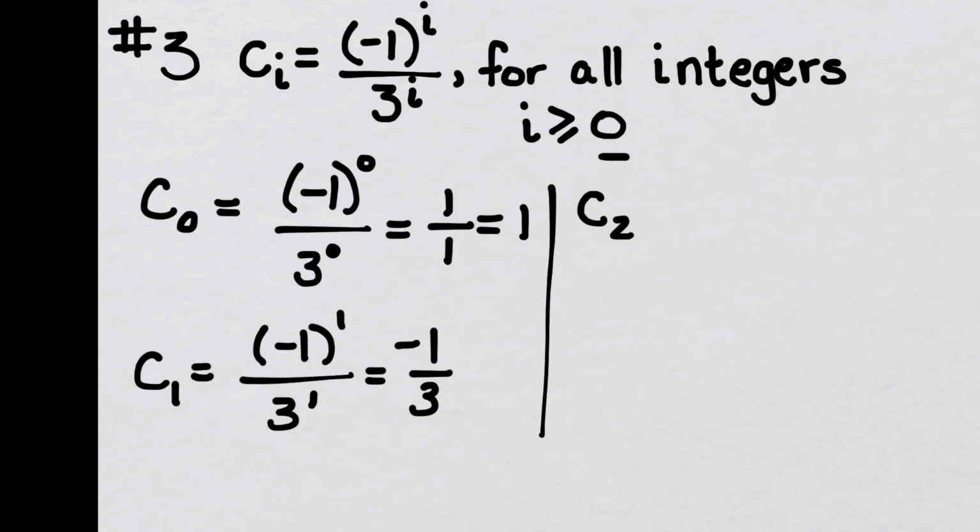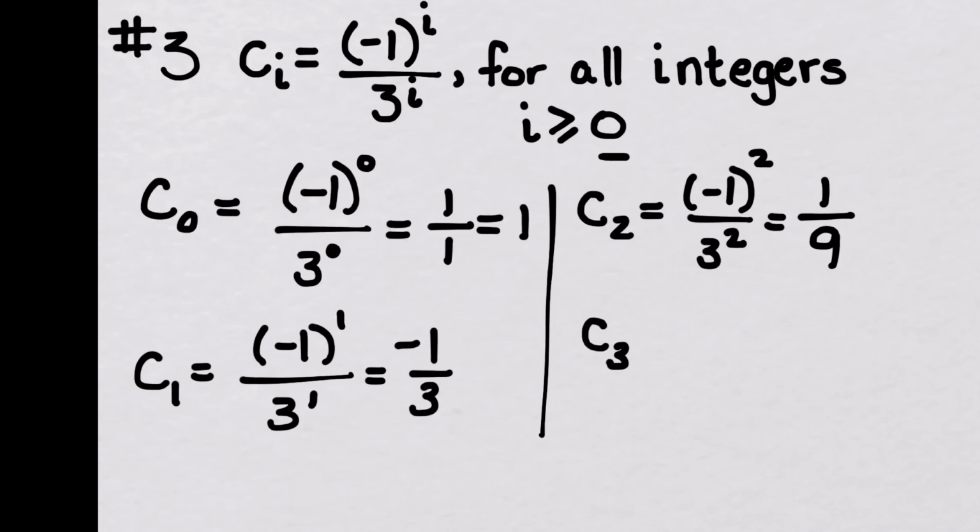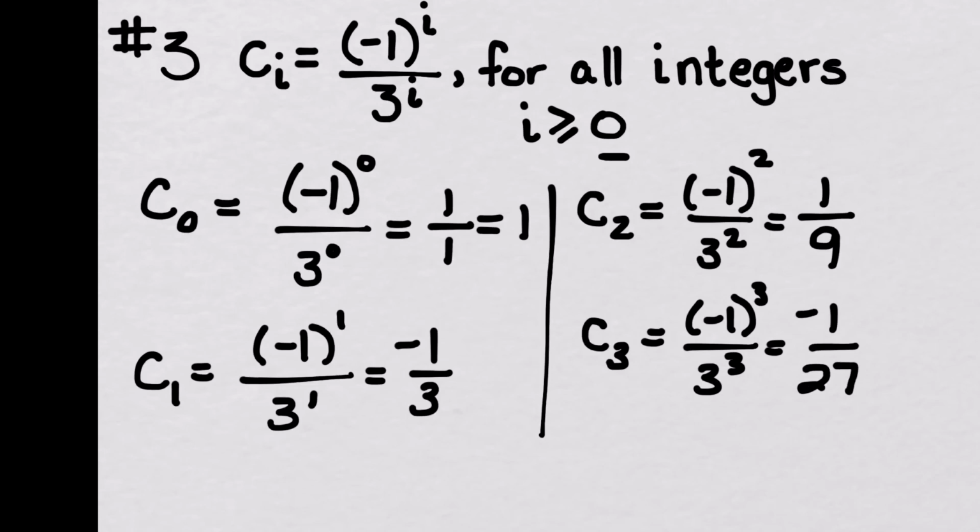C sub 2 is negative 1 squared over 3 squared, and that gives me a positive 1 over 9. And C sub 3 is negative 1 cubed over 3 to the 3rd, and that gives me a negative 1 over 27. So here's the first four terms. We don't have to go up to 4. In this case, it goes up to 3 because we started at 0.